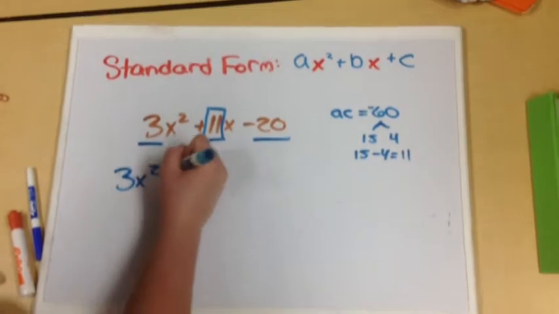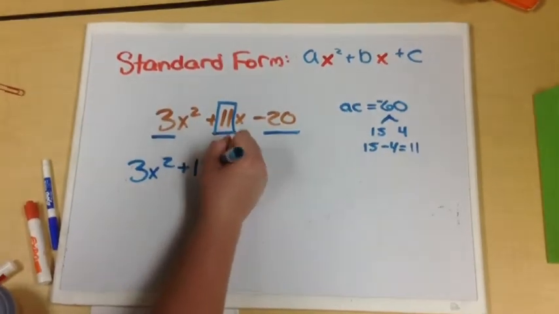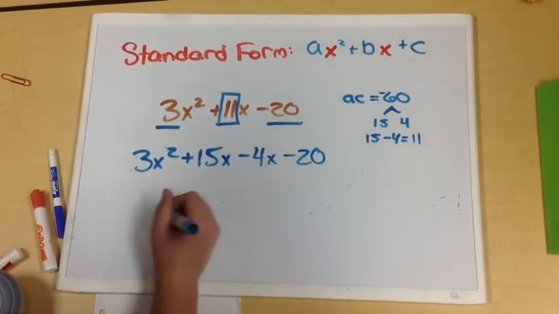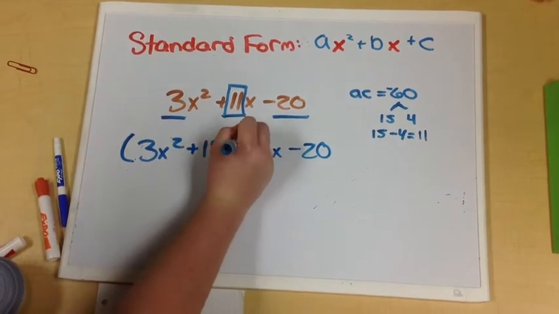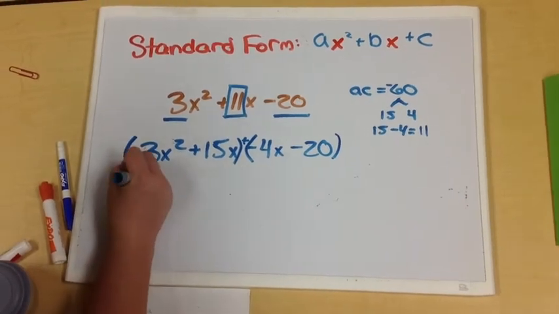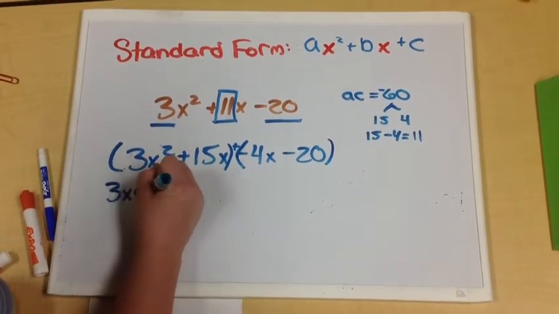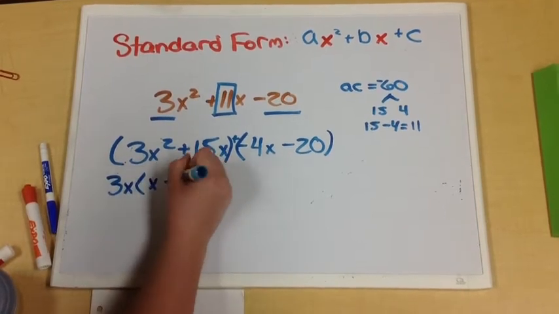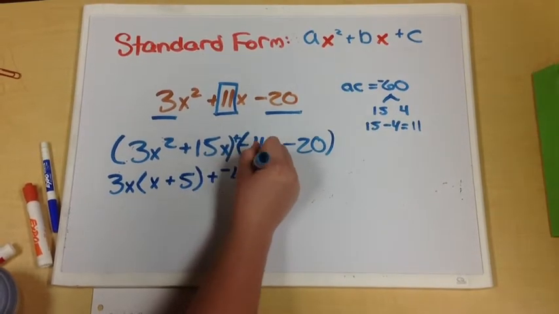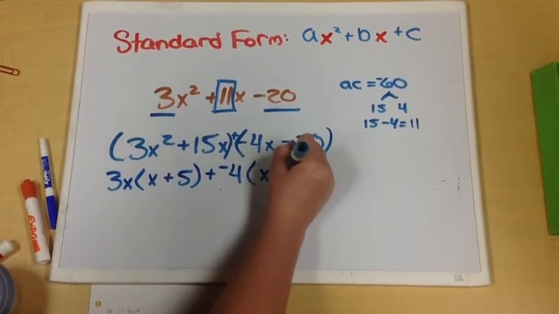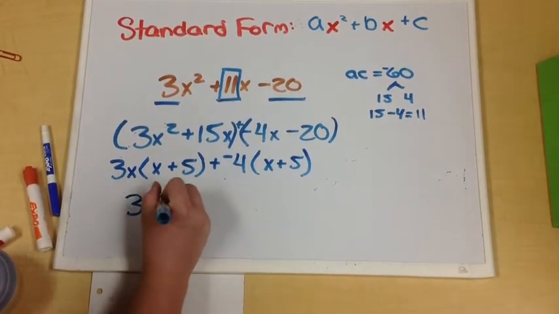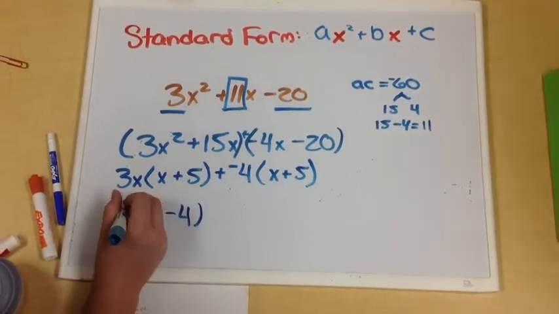Okay, trying another one. After finding out that AC was negative 60, you have to find out the factors, which come out to 15 and negative 4, which multiply to negative 60 and added together equal 11. Plug that into an equation. Let's factor it out: 3x being the greatest common factor, and negative 4 being the greatest common factor of that one. Simplify everything out.